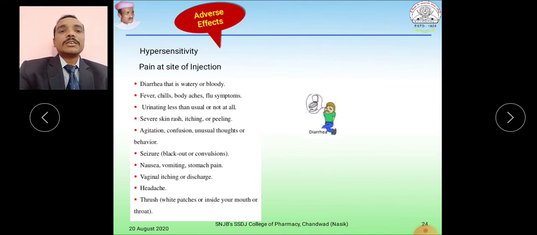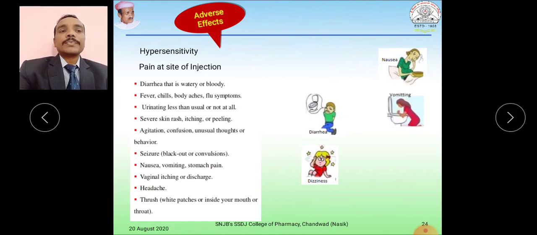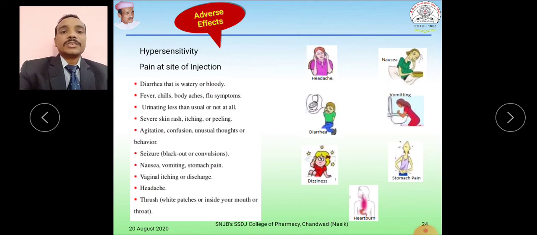agitation, confusion, unusual thoughts or behavior, seizure, then you can see the nausea, vomiting, stomach pain, vaginal itching or discharge, heartburn, headache, and thrush. So this is all about the side effect of the penicillin.